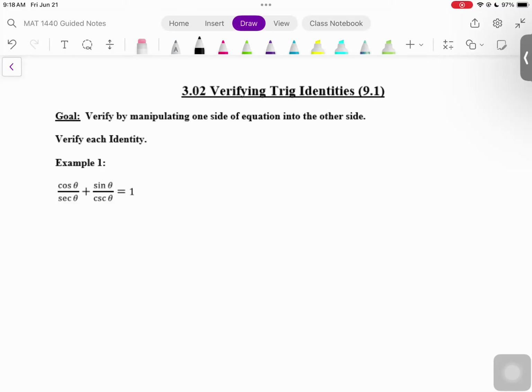Well, if I look at the left side and the right side, they clearly do not look the same, but that equal sign tells me that they are the same. So this process of verifying a trig identity is writing a proof. You are proving that the two sides of your equal sign are in fact the same. So our goal when we're verifying is to manipulate one side of the equation to look like the other.